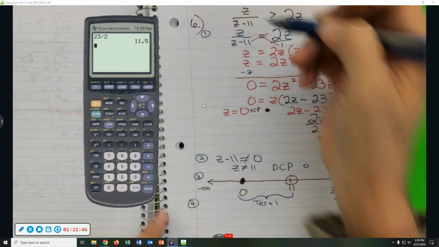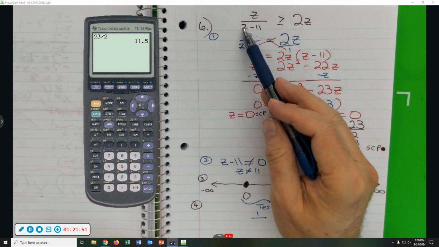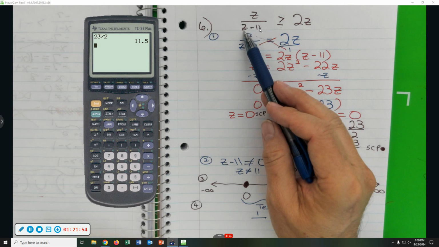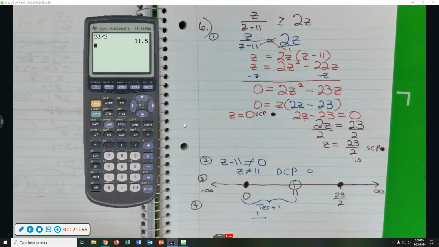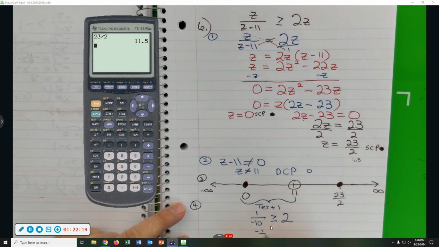And that gives me 1. So let's plug the 1 in place of the x over z. 1 minus 11. What am I going to have here? Negative 10 is greater than or equal to 2 times 1, which is 2. True or false? This 1 over negative 10, that's a negative. Negative 1/10 is bigger than 2. False. True or false? Yeah, that's false.